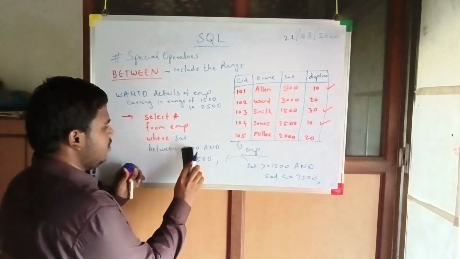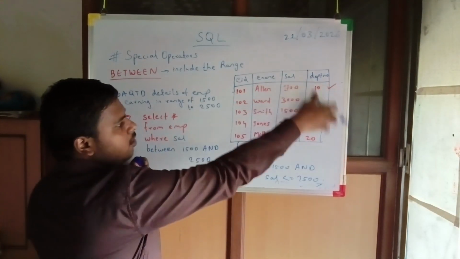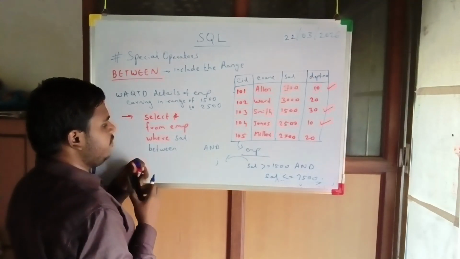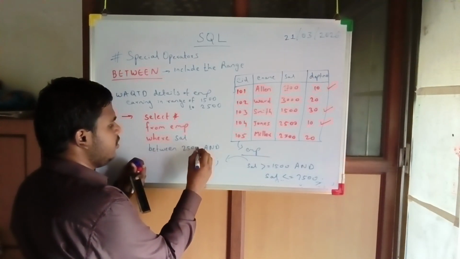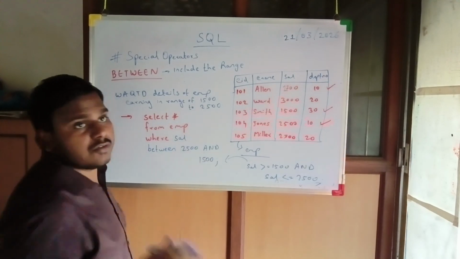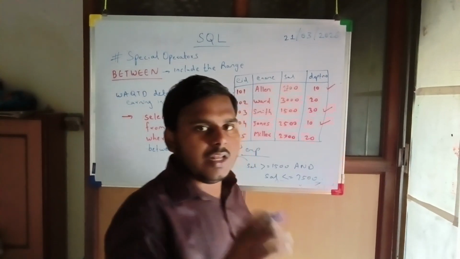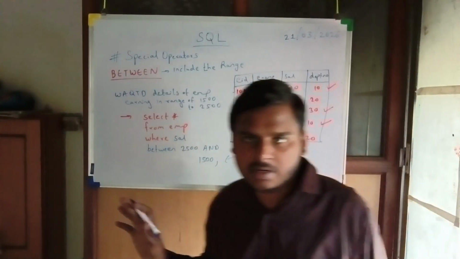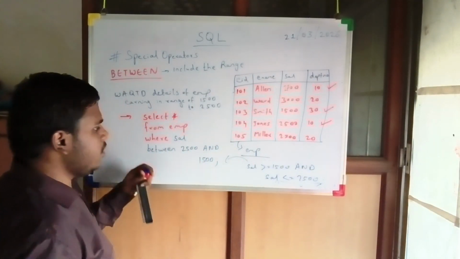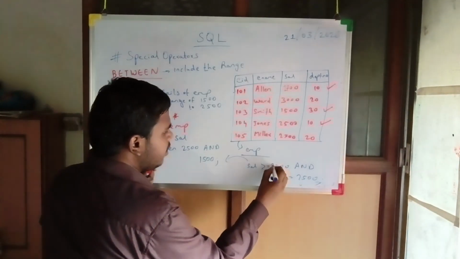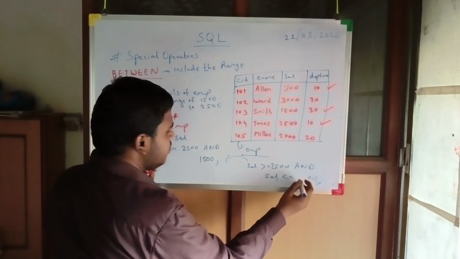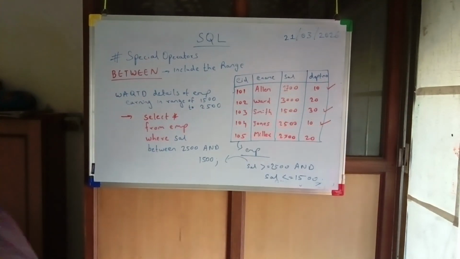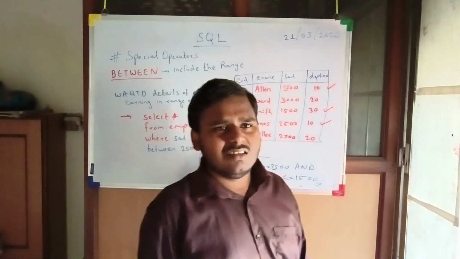Suppose I do a mischief, and I get these three records, the final output the same. If I do a mischief and write 2500 here and 1500 here, then what will happen? Will I get an error? No, you will not get an error because according to the syntax you are 100% right. But we will not get the output because internally it will work like salary greater than equal to 2500 and salary less than equal to 1500, which is practically not possible, sir.